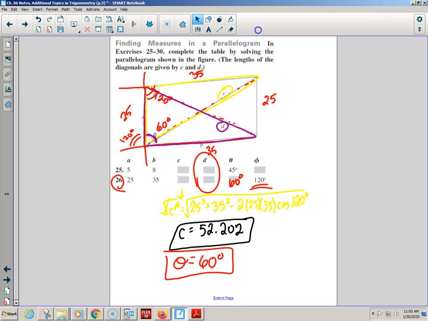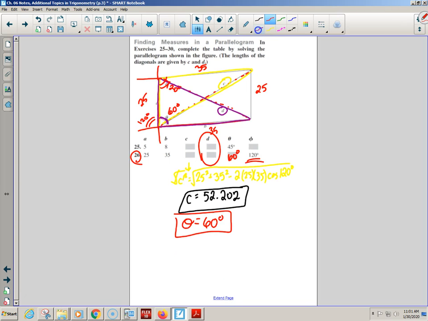I was thinking I'd copy and paste this and just change it and say, well, it's still 25 squared and 35 squared and 2 and 25 and 35, but what's my opposite angle now? Yeah, I'm going to steal that exact same thing I just typed and do it all over again, but instead of putting 120, I'm going to put 60. And I'm going to end up with my final d of 31.22.